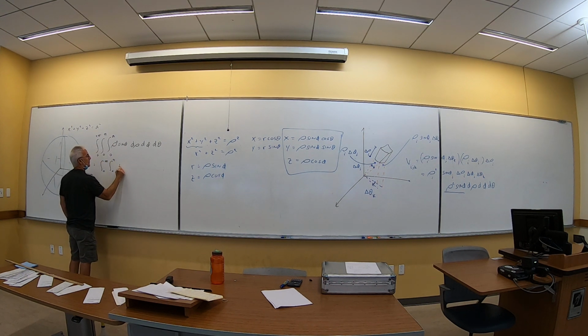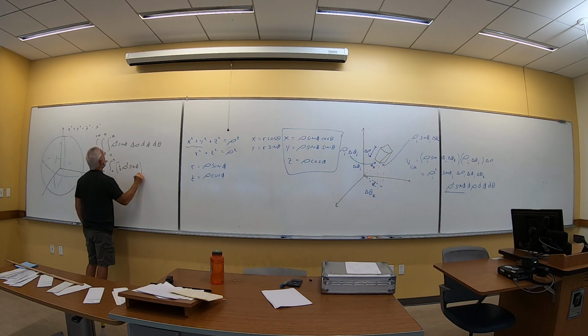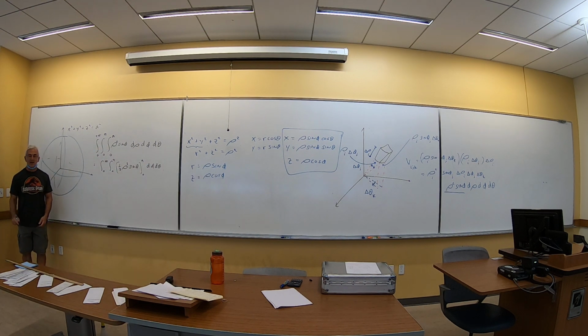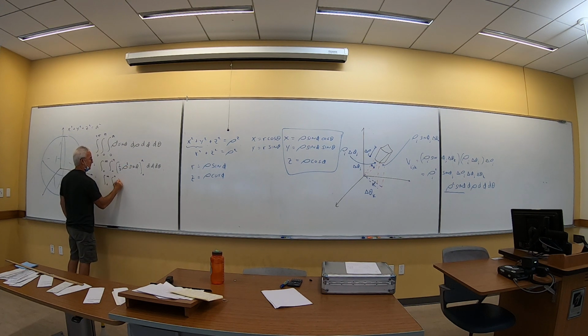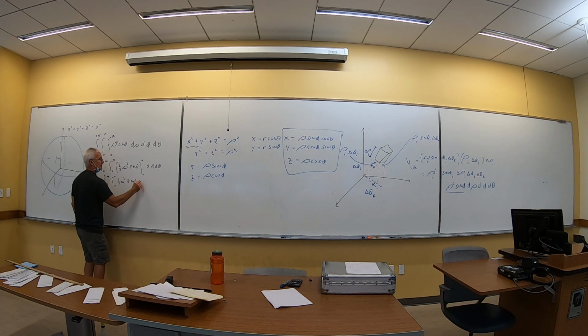So I'm going to get 1/3 rho cubed sine phi from 0 to a, d phi d theta. Remember, I'm evaluating rho first. So that's now 1/3 a cubed sine phi d phi d theta.